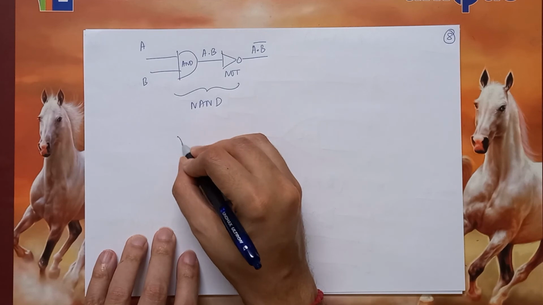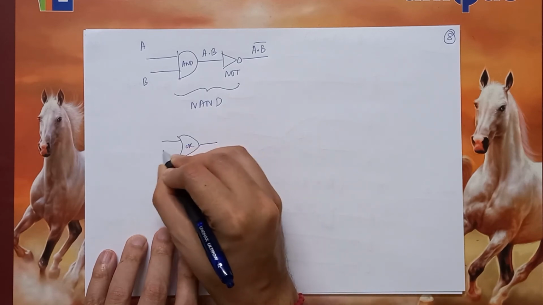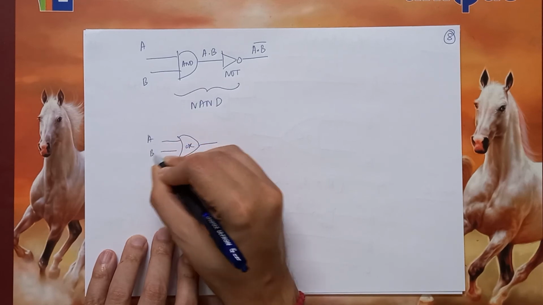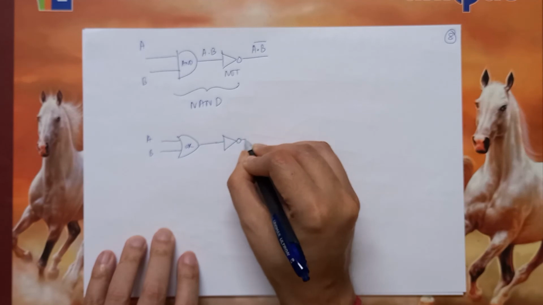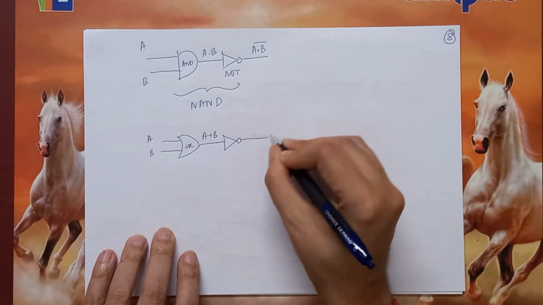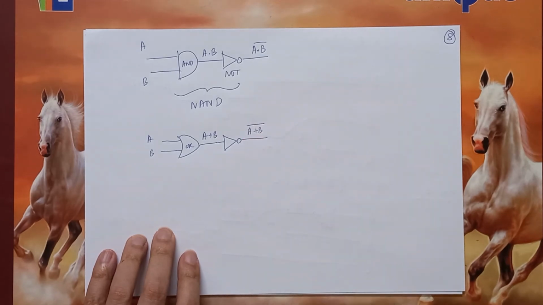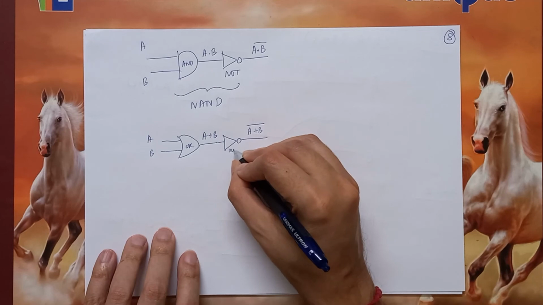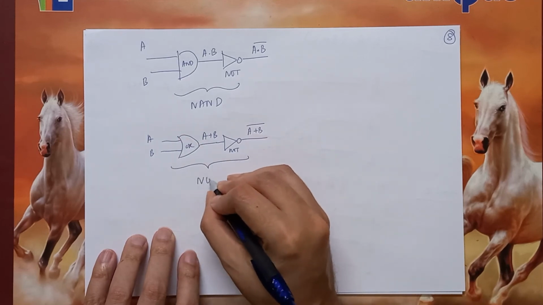Likewise, if I have an OR gate, again two inputs A and B, and then I have a NOT gate. Here the output will be A plus B, and here the output will be A plus B, the whole bar. So NOT plus OR, this operation is called a NOR operation.